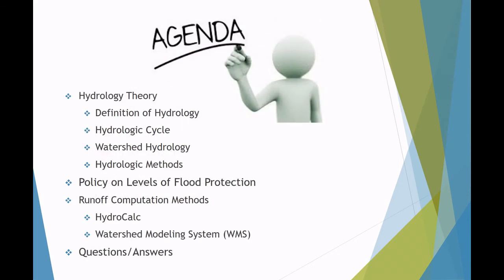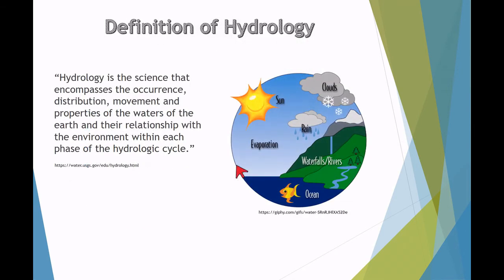In today's agenda, I will cover the hydrology theory, which includes the definition of hydrology, hydrologic cycle, watershed hydrology, and hydrologic methods available. I will also briefly talk about the policy on levels of flood protection. Silvia will go over the two runoff computation methods that we use, HydroCalc and WMS, the watershed modeling system. If you have any questions, we ask that you hold on to your questions until the end of the presentation. So let's begin.